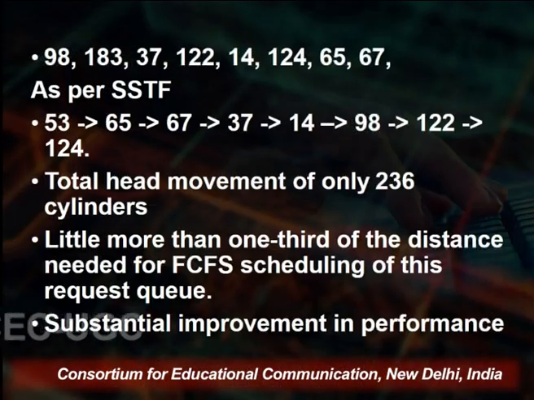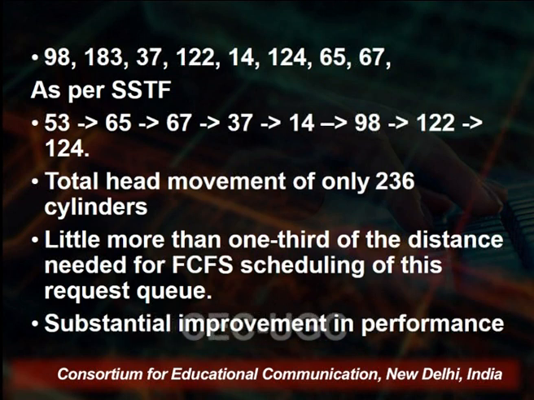Now let us take an example and compare shortest seek time first. Let us try to understand this first, and then we will compare it with the previous one, first come first serve, which we have already studied. We are taking a similar example. The reference string is 98, 183, 37, 122, 14, 124, 65 and 67, and the current head position is 53. This is the same example which we took for first come first serve.